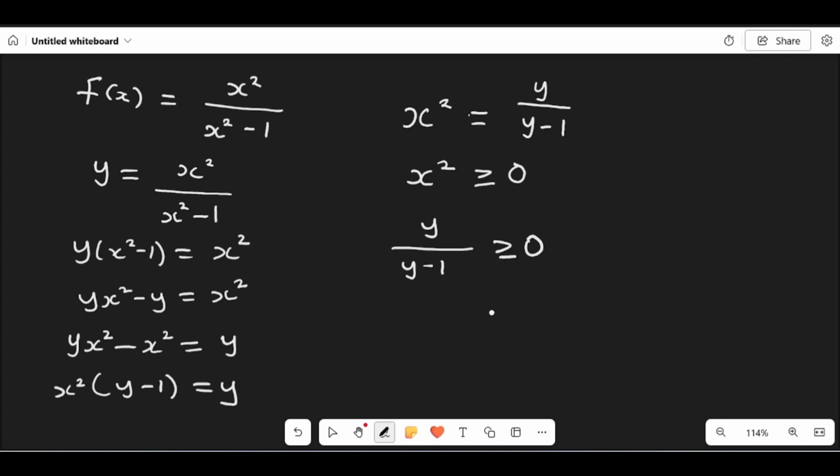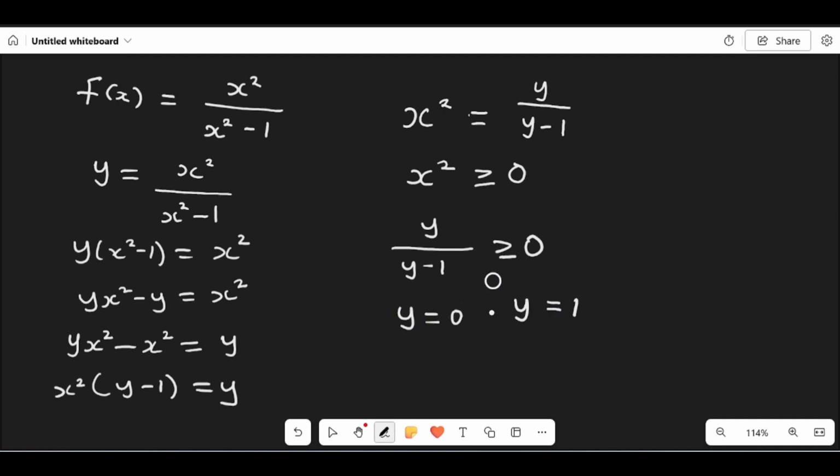Solve the inequality. We solve a rational inequality by finding the critical points where the expression is 0 or undefined. This expression is 0 when y equals 0, so our first critical point is y equals 0. It is undefined when y equals 1, so our second critical point is y equals 1.